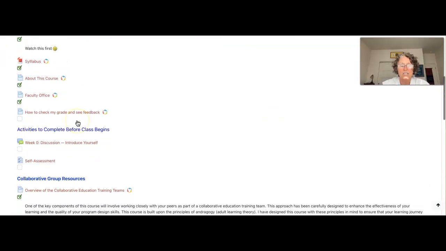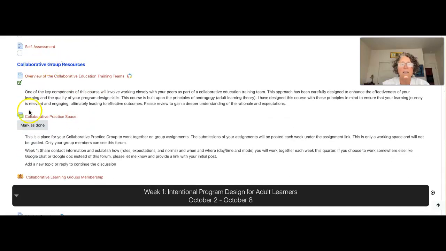You've already had a chance, hopefully, to take a peek at that, but if you have not, I really encourage you to click and look at the expectation and rationale for your educational training design teams, so you have a good sense of really what's expected from you and from each other as you work together.